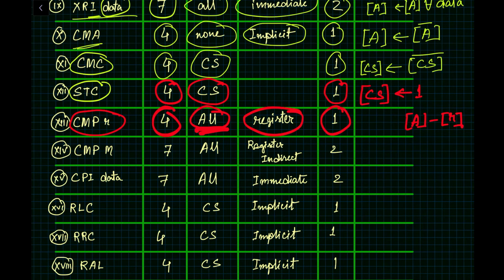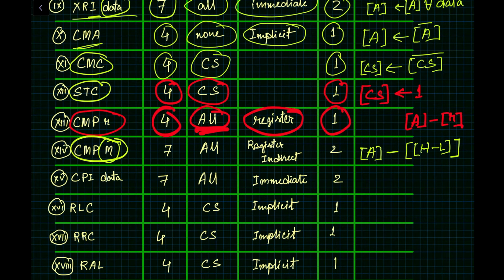Now we have CMP M. This CMP M means compare the memory content with the content of the accumulator. Here we are given the memory content. Whatever be the content of the HL pair, that is the memory address. If we write another square bracket, this means the data available at the memory address. That memory address is denoted by the HL pair, and that data will be subtracted from the content of the accumulator.